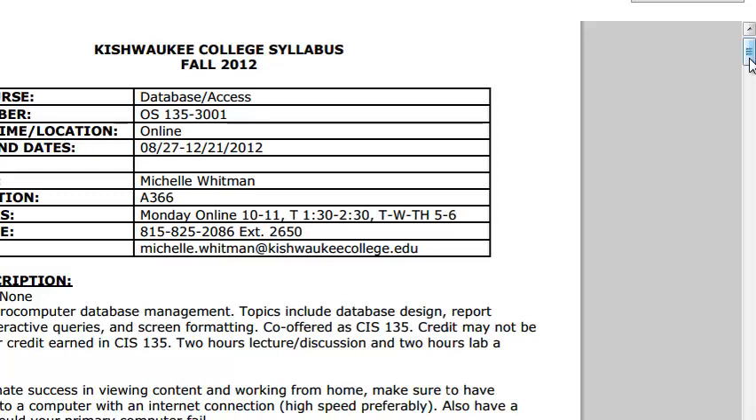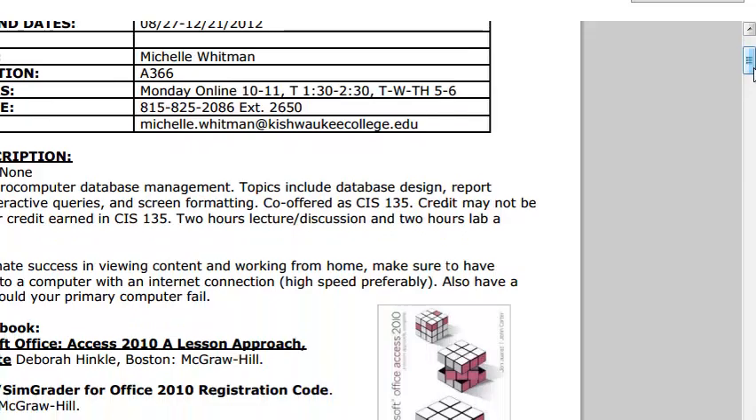This is database access OS/CIS 135, depending on whether you're taking the Office Systems or Computer Information Systems version. It's the same class. It is located online, and we will be here from August 27th through the middle of December. We will not be going all the way to December 21st. That's the last day I can turn in grades. Again, this is Michelle Whitman. My office is in room A366.